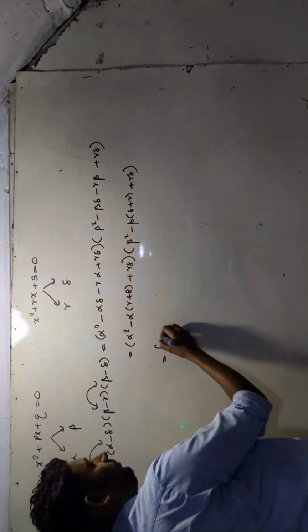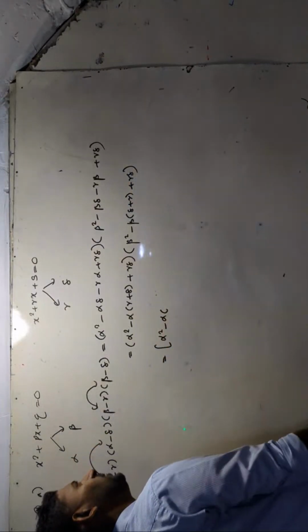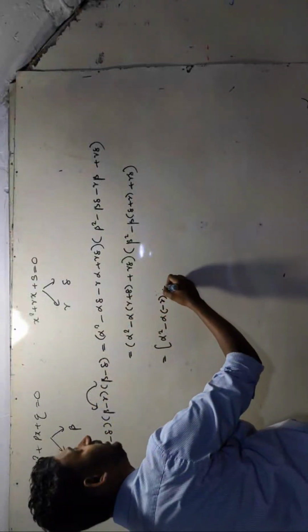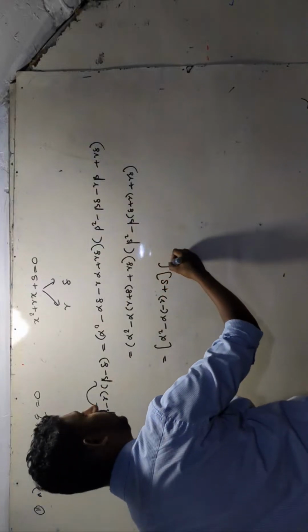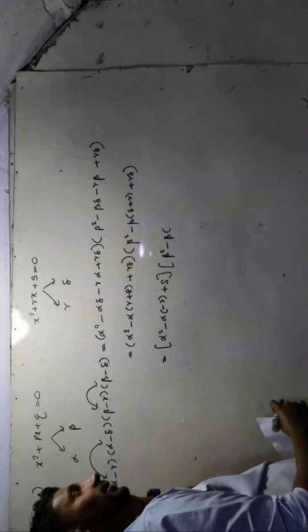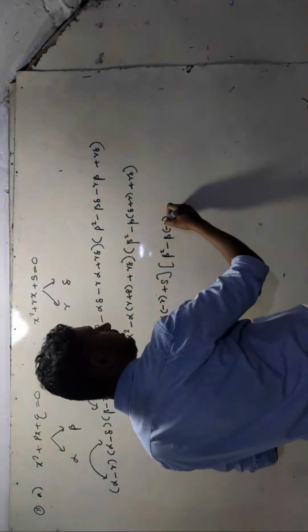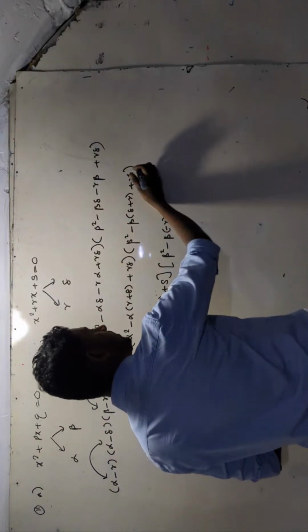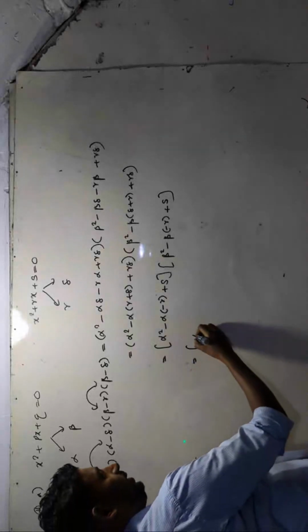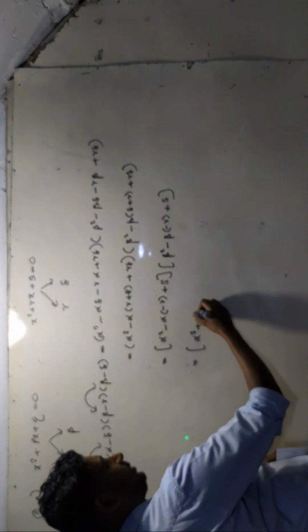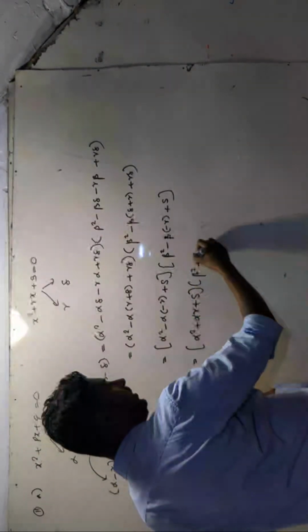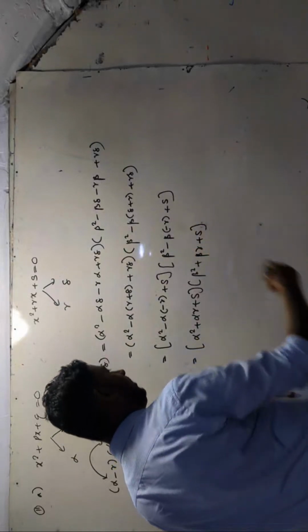So alpha squared minus alpha into gamma plus delta. Gamma plus delta should be minus r, so that is minus r, and gamma delta is s. Beta squared minus beta, then again gamma plus delta, which is minus r again, and gamma delta is again s. So we got alpha squared plus alpha r plus s, then beta squared plus beta r plus s.